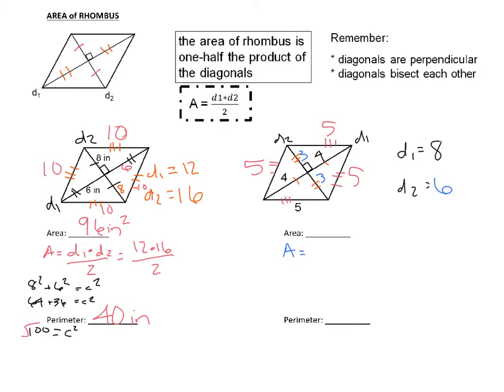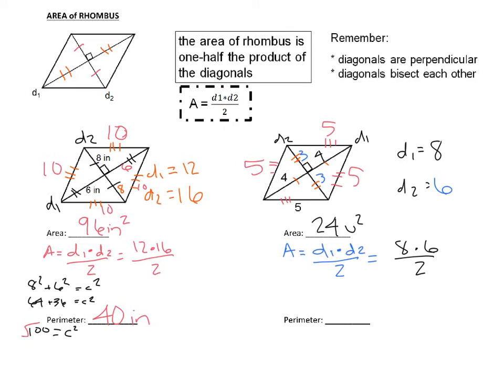So according to the formula, and yes, you must write the formula every single time that you do one of these problems, or I won't accept it. I know, don't be mad. Be glad. So we got 8 times 6 divided by 2. 8 times 6 gives you 48, and when you divide that by 2, you end up with 24 units squared as the area for that one.